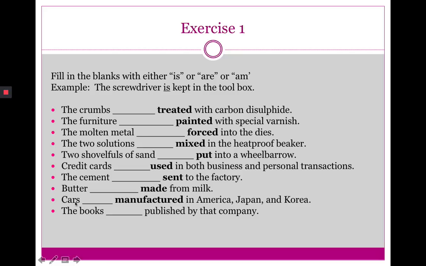Alright. Cars, as here, are manufactured in America, Japan, and Korea. Okay. And the last one, the books are published by that company. Okay, the books, many, right? So you have to use are. Okay, so that's how you add your be verb into the passive voice sentence. Okay, and be careful with the verb as well.